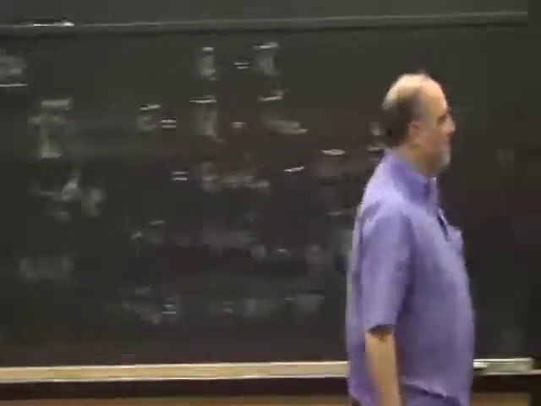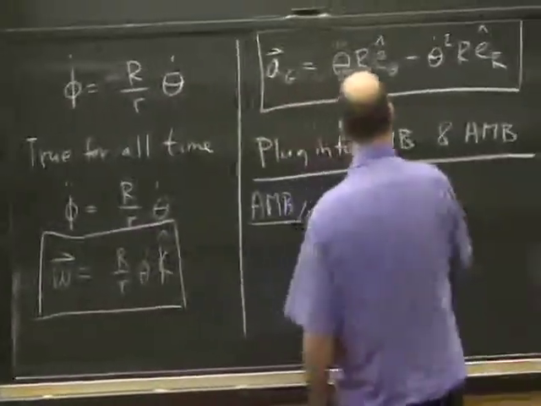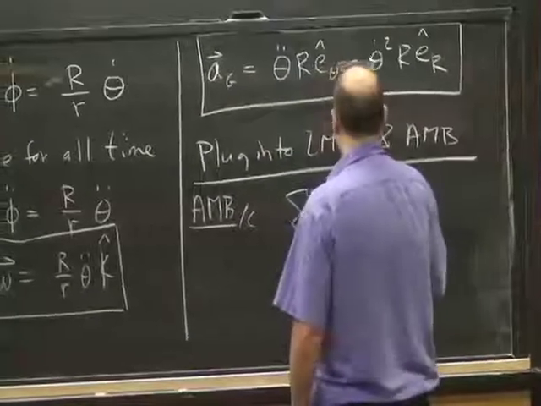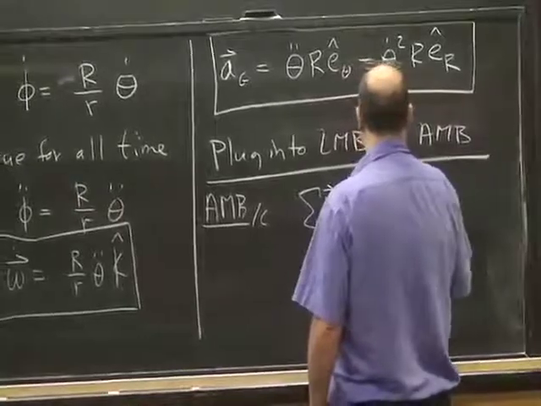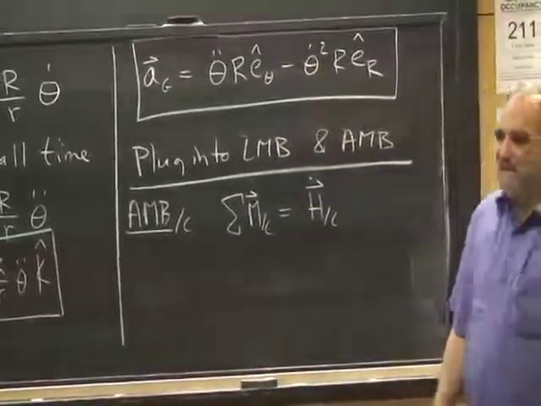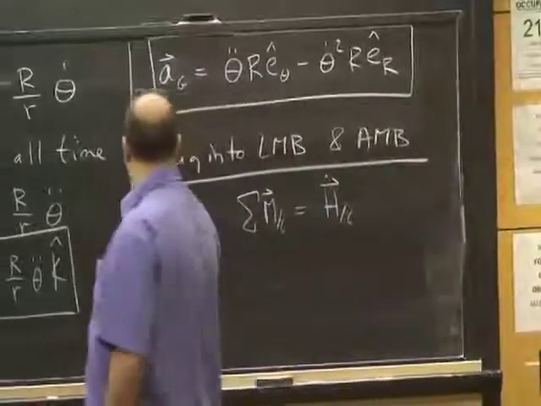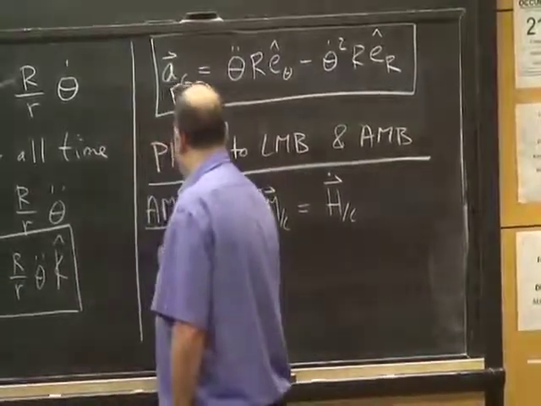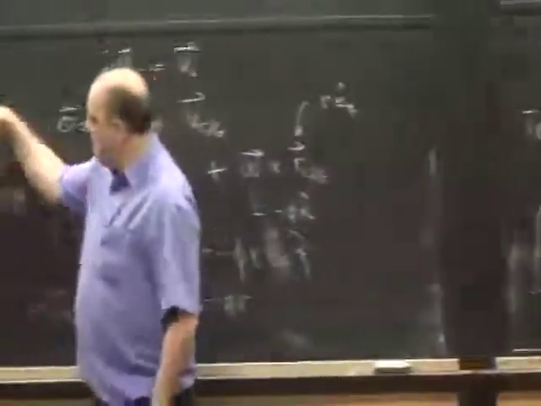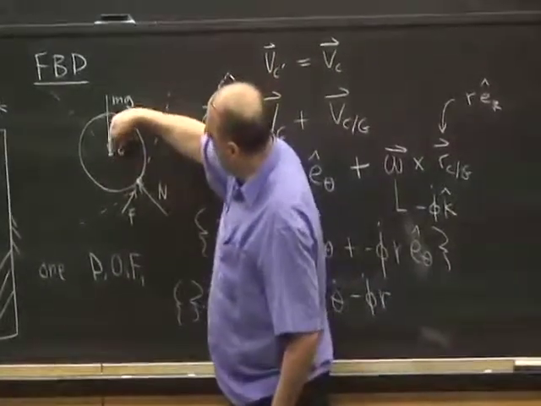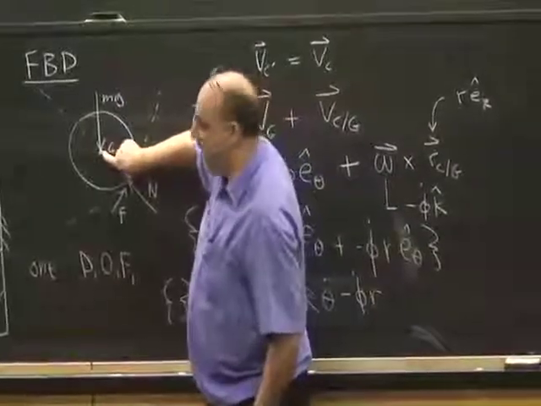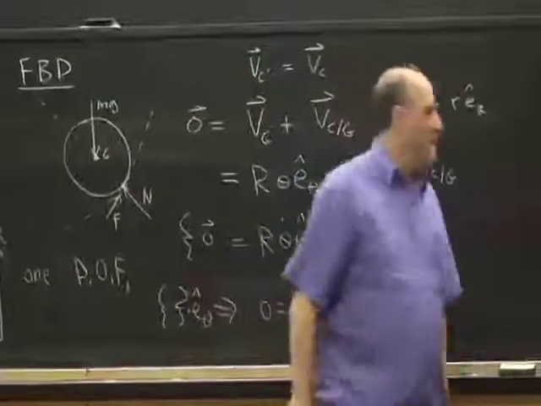So I have the sum of moments relative to C is equal to the rate of change of angular momentum relative to C. What are the moments relative to C? All we have is this gravity force. So we have this mg. And I could do the cross product, R cross F, but I can see what the lever arm of that is. The lever arm is just this distance here, which is little r sine theta.